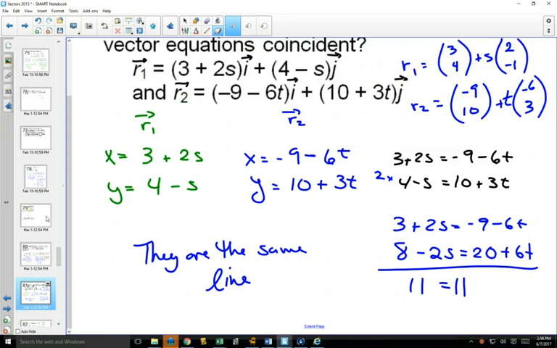Now looking back at the original, can you see that the direction vectors are the same? I mean, they're just multiples of each other. If you multiply 2, -1 by -3, you get 6, -3. So we know that these would have been parallel. The fact that when we go to solve it, we get something that's always true means that these are coincident lines, and they are the same line.